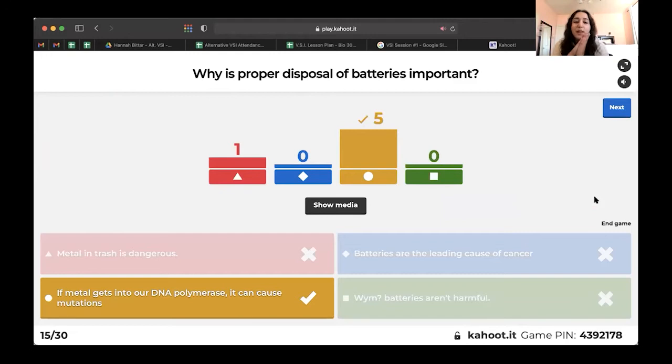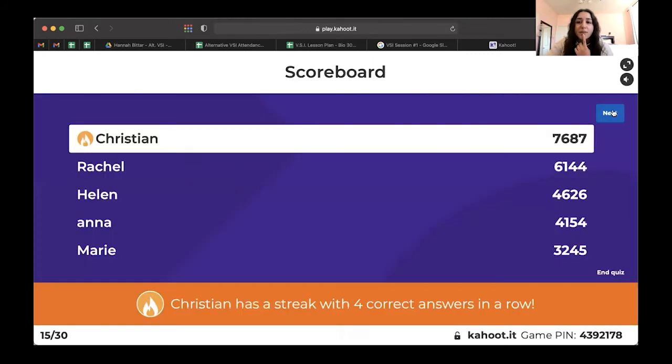Okay, I'm glad that most of us got this right. So yeah, proper disposal of batteries is important because if the metal gets into our bloodstream, it's going to affect our DNA polymerase and it's going to make it more prone to mutations, to errors. We don't want that. So yeah, it's all about the DNA polymerase activity.